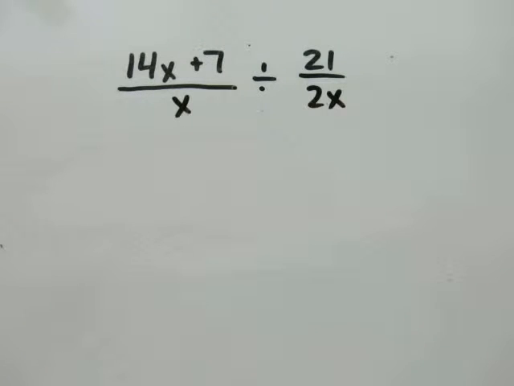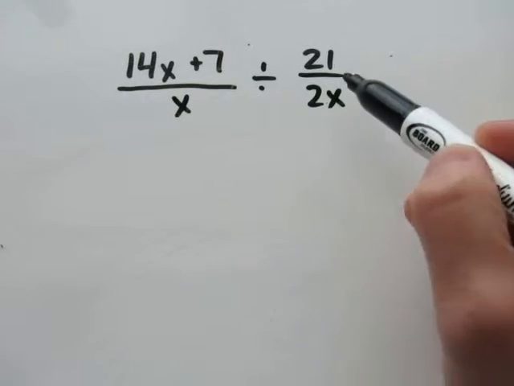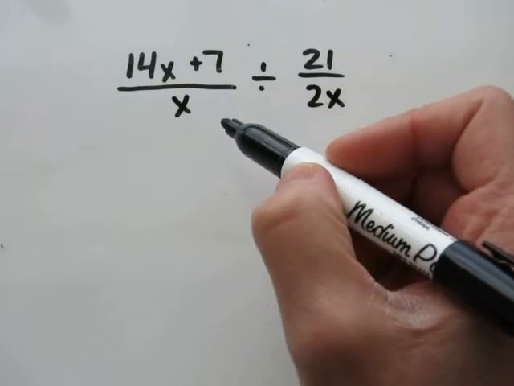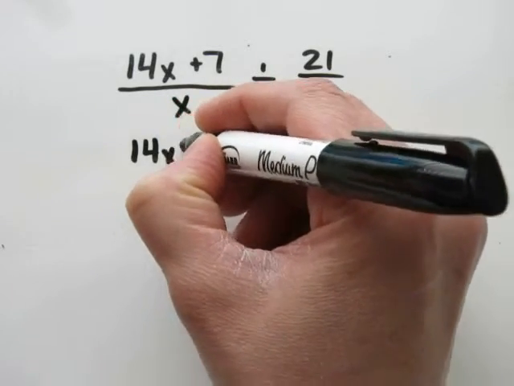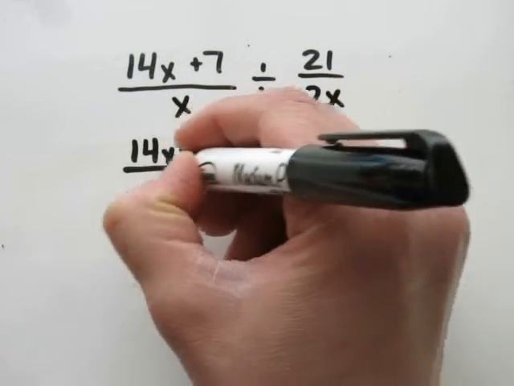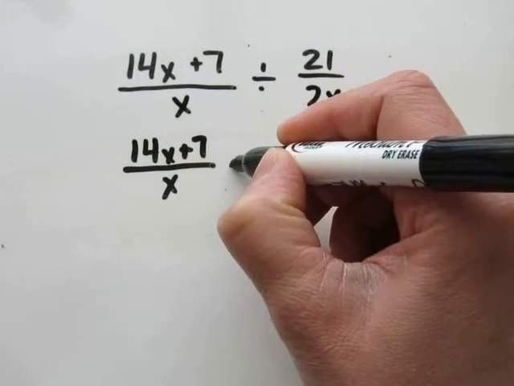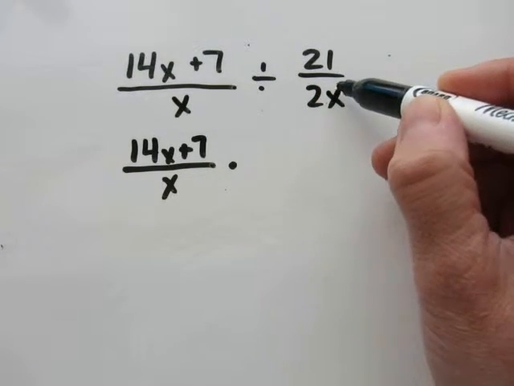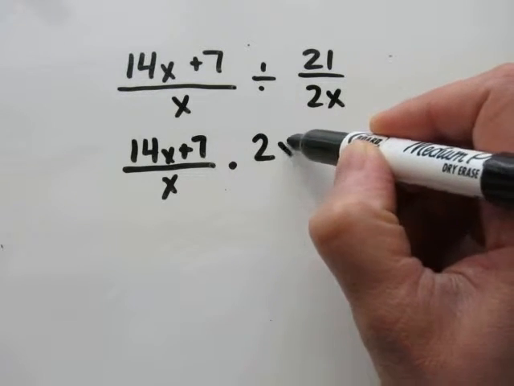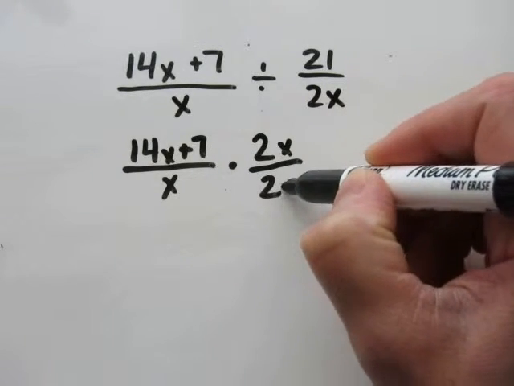Problem 9: 14x plus 7 over x divided by 21 over 2x. Dividing fractions is the same as multiplying by the reciprocal. So I'm going to start off by rewriting this problem. This side stays the same. It'll be multiplied by the reciprocal of 21 over 2x, which is 2x over 21.